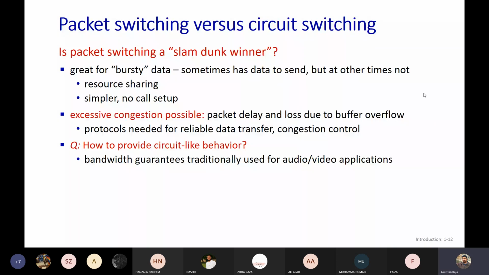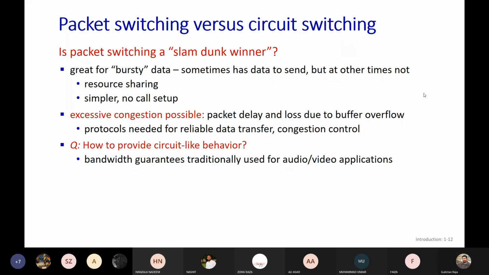That is, one thing is periodic, where you can predict and data is transmitted in a regular pattern. So when we say bursty data, it means there is no pattern of data. Sometimes it has data to send, sometimes it has no data to send. Right? So this method of packet switching is great for such kind of bursty data.